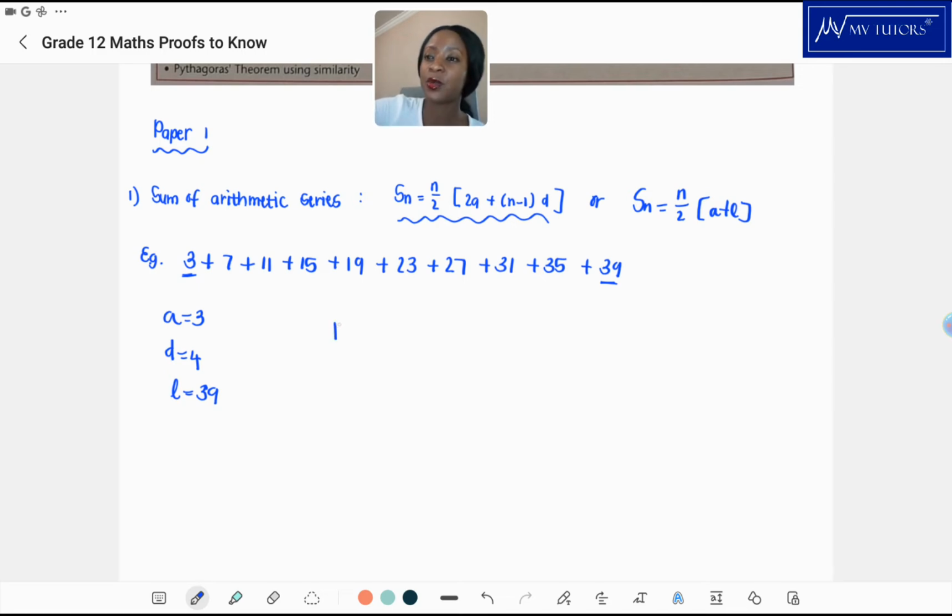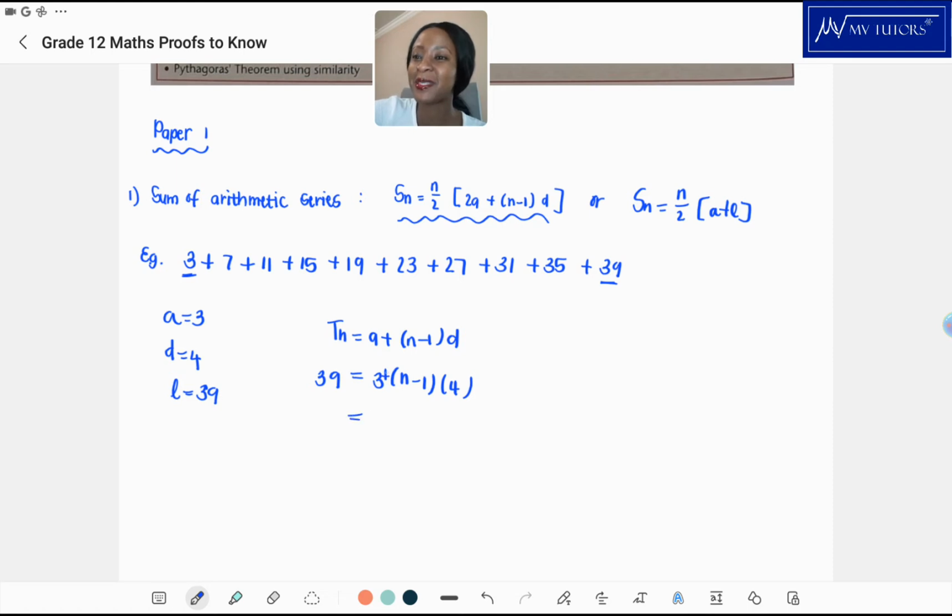formula. So you know that the term formula is equal to A plus N minus 1 D. Okay, and what is A? We said it's 3. Our last term, the term is actually 39. And then we're looking for the position. So basically we're looking for N. And we know that our common difference is plus 4. Okay, so what I'm going to do, yeah, that should be a positive there.